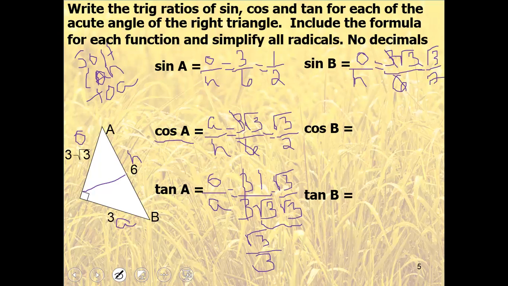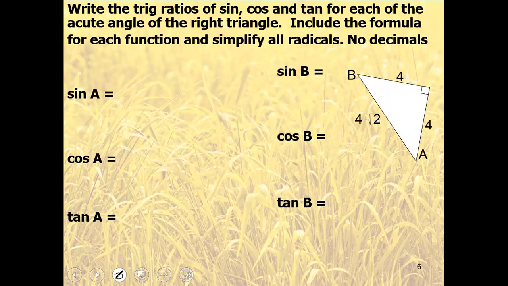The cosine of B is the adjacent side over the hypotenuse, which is 3 over 6, which simplifies to 1/2. And the tangent of B is the opposite over the adjacent, which equals 3 square roots of 3 over 3. These cancel, and you're just left with the square root of 3. Okay. Let's try another one with a square root.